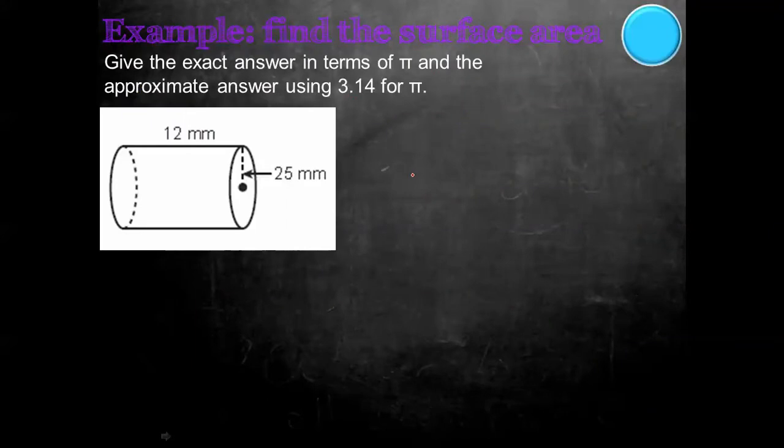Okay, so on this one, we want to give exact answers in terms of pi and the approximate answer using 3.14 for pi. So it's telling us in one case it wants us to leave pi and in one case it doesn't. Remember, surface area is 2 pi rh plus 2 pi r squared. So we're just going to plug these in. 2 times pi times r, that's the radius, is 25, times the height, that's the line that connects the two bases, so that's 12, plus 2 pi r squared, so that would be 25 squared.